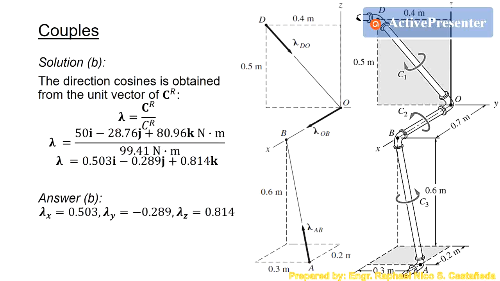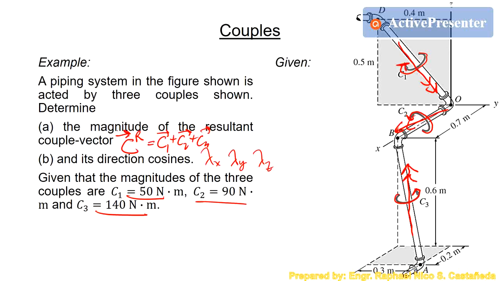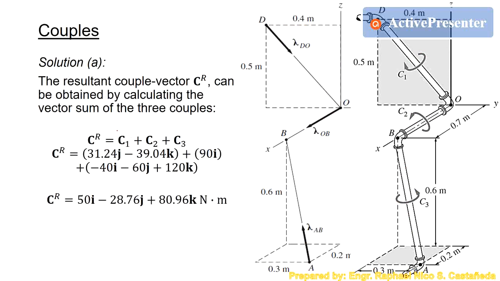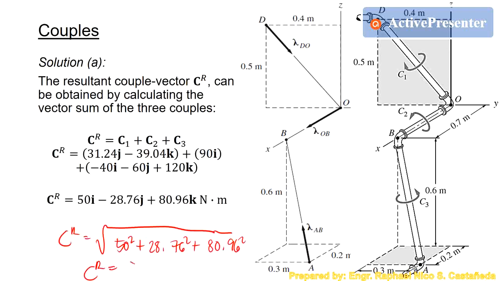So if you calculate the magnitude of the resultant couple vector, I didn't write it here. The couple resultant magnitude is the square root of 50 squared plus 28.76 squared plus 80.96 squared. So the answer is 99.41 Newton meters. So this is the final answer.